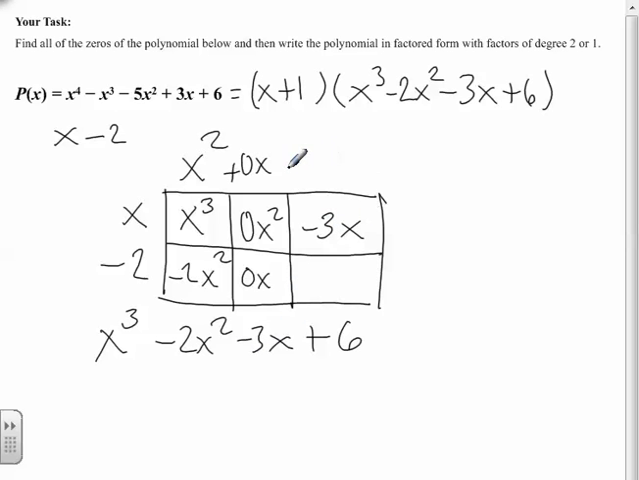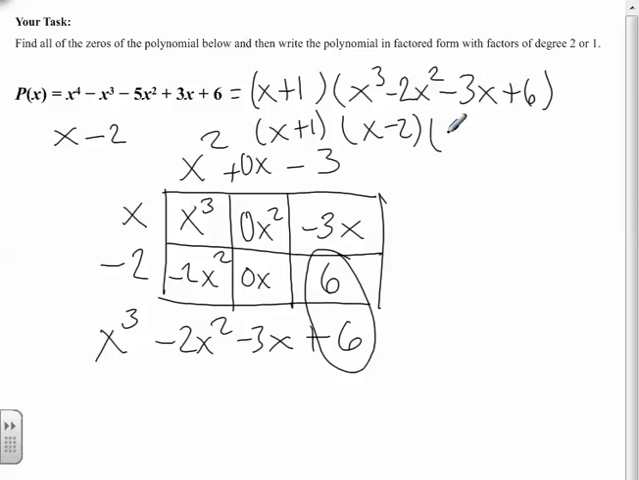And then I've got negative 3 times x makes this box. So negative 3 times negative 2 makes positive 6. And yay, again, no remainder. They match. So, in the end, our remaining is x plus 1 as a factor, x minus 2 as a factor, and x squared minus 3. We don't need to include this because it's 0.